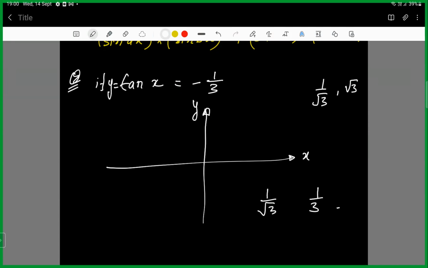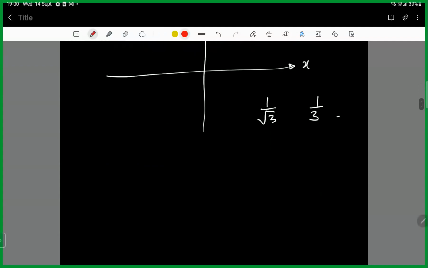Oh, sorry, sorry. You can send it out. You save a lot of energy. My energy. 1 by 3 is greater.